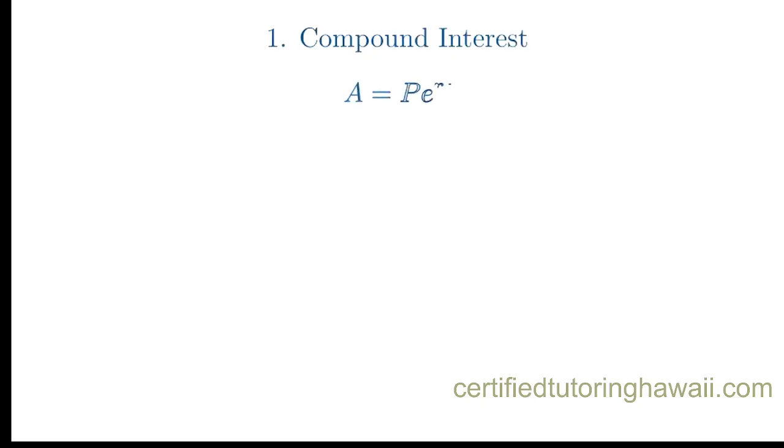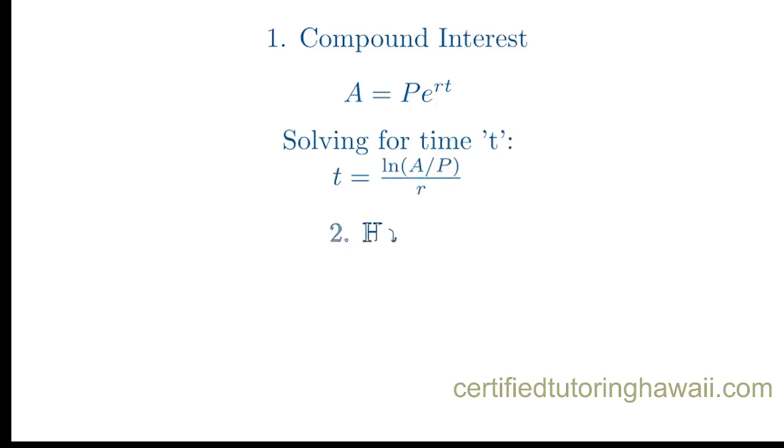The formula is A equals P times e to the power of r times t. If you want to solve for the time t it takes to reach a certain amount, you'd use the natural log. After a few steps of algebra, you'd find that t equals the natural log of the ratio A over P, all divided by r. Second, the half-life formula for radioactive decay.